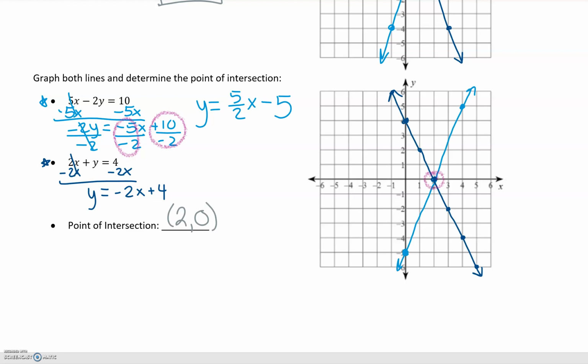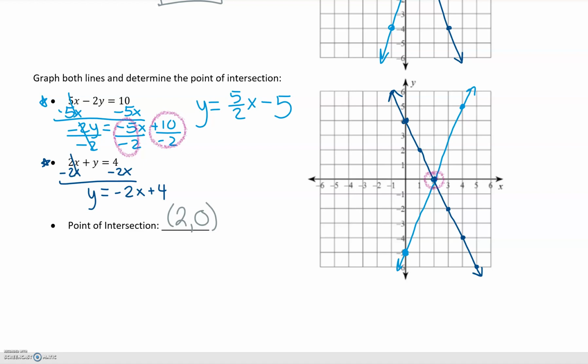Okay, welcome back. This is what your two graphs should look like. My light blue graph has a positive slope. Okay. My dark blue graph has a negative slope, and they intersect at the ordered pair (2, 0). Please make sure your ordered pair is written in the right order, the x first, then the y. If not, you're telling me a different point.